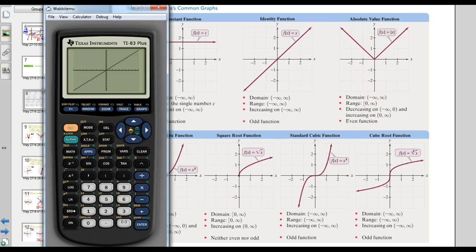The way we get absolute value, the easiest way, it's actually stored under math and number. Okay, so there's absolute value. So absolute value of x. So there's that graph. But the easiest way to get it is under catalog. It's the very first thing in catalog. So right there's ABS for absolute value. So if you need to use an absolute value in a graph, just know that it's there for you.